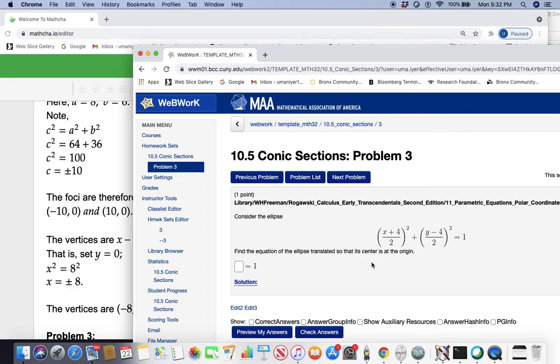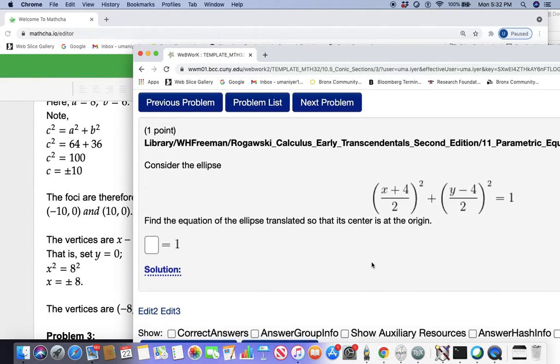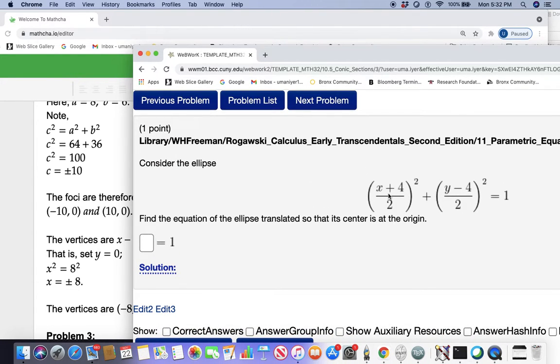Next problem. Consider the ellipse. This is a shifted ellipse. Find the equation of the ellipse translated so that its center is at the origin. Well, there is nothing to it. You just ignore the number that's being added to x or subtracted from x, whatever. Basically, the shifting has to be ignored.